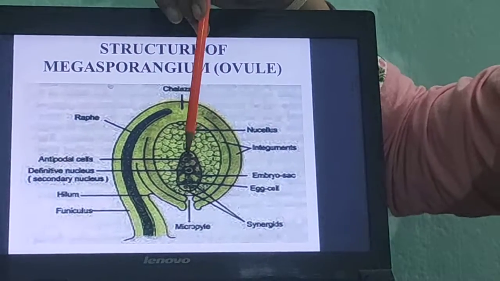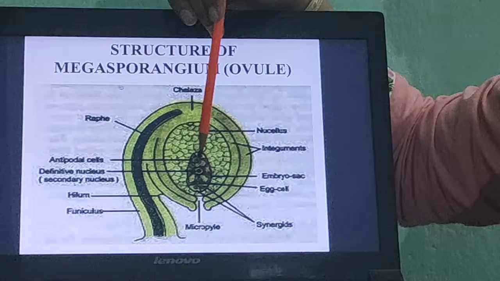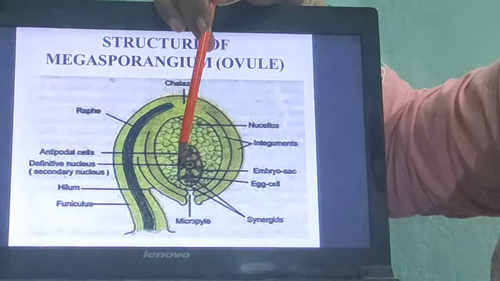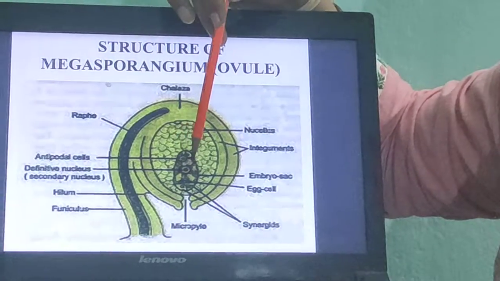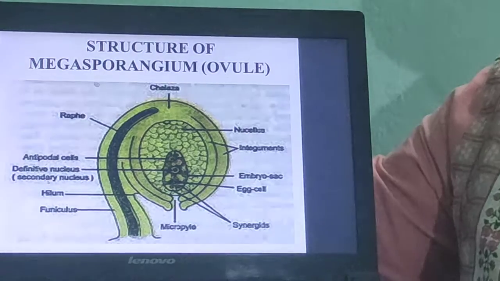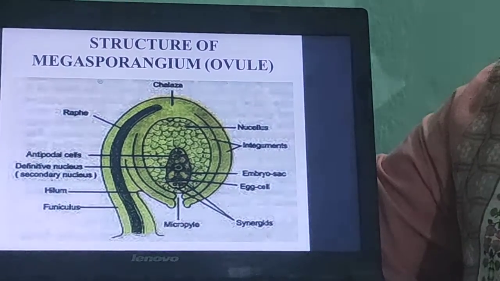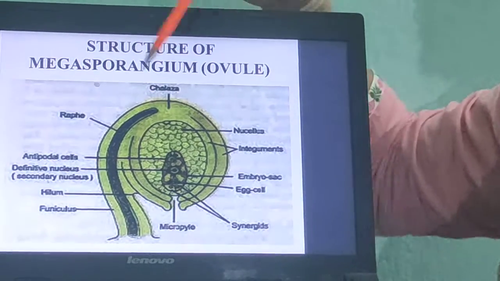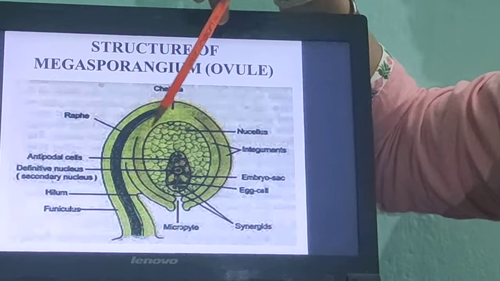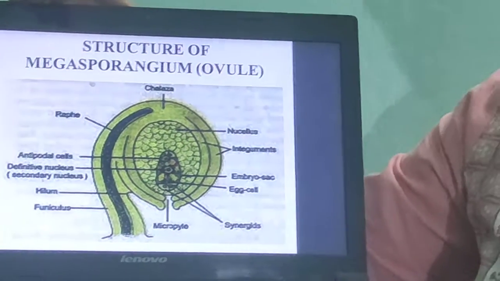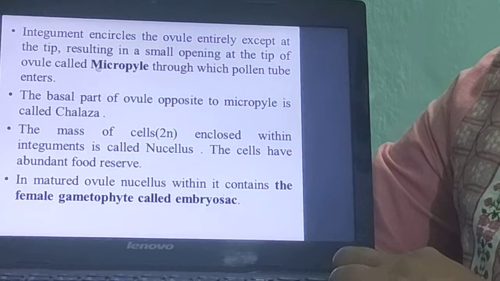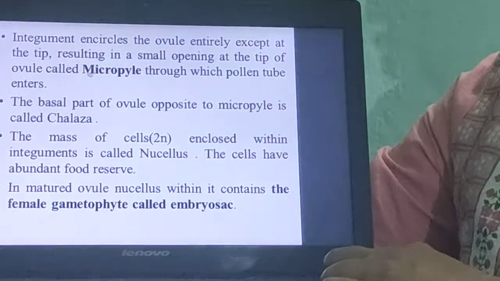Then towards the chalazal end, it also consists of 3 cells known as antipodals. Clear? And at the center, there is a large cell known as the central cell, which consists of 2 nuclei known as polar nuclei or secondary nucleus. So this is the structure of an ovule which bears the female gametophyte. Right? So I think you have well understood the structure of the megasporangium and the female gametophyte.